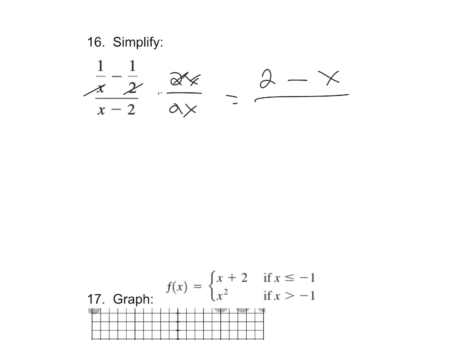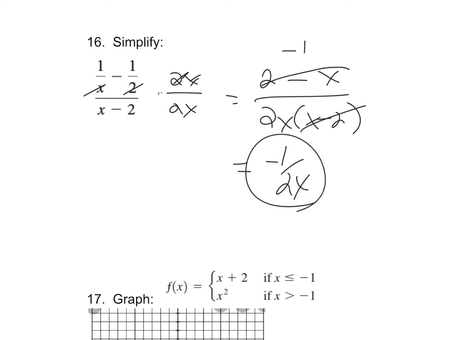On the bottom, I would have 2x times x minus 2. I'm not going to multiply that yet, because I noticed I have a 2 minus x on the top already and an x minus 2 in my denominator. What I can do is cancel those because they're opposites. Remember, when you cancel opposites, you replace it with a -1. So my final answer here is -1 over 2x.